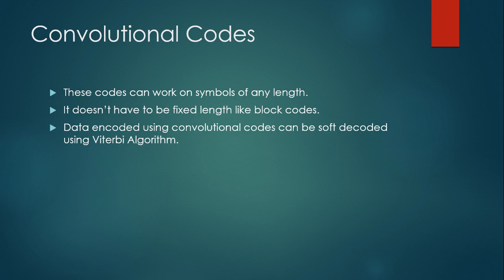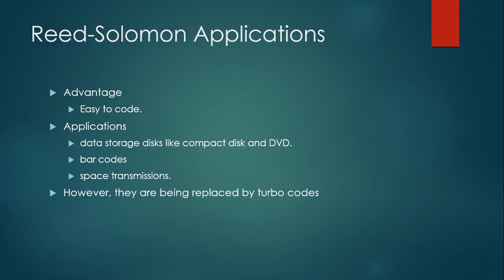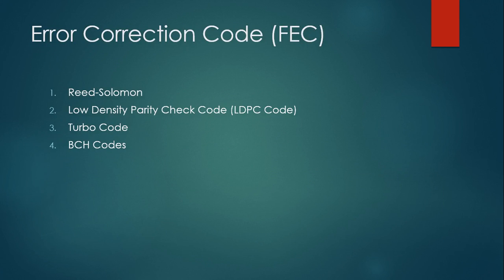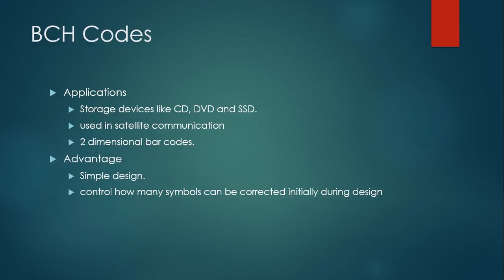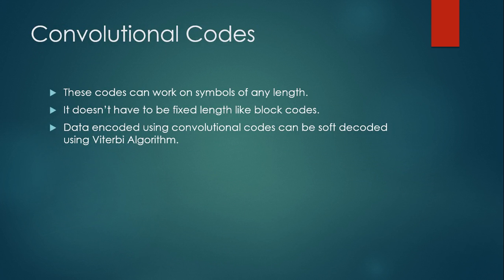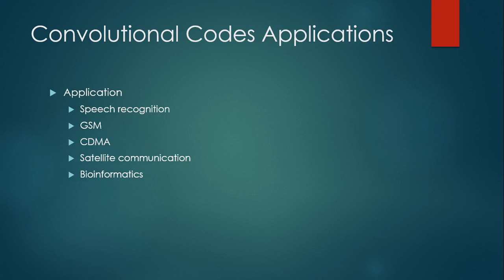Now I'll discuss convolutional codes. These codes can work on symbols of any length, and it doesn't have to be a fixed length like the block codes which I have discussed earlier. So these are the block codes, and this is different: convolutional codes. Data encoded using convolutional codes can be soft decoded using the Viterbi algorithm, and this is a dynamic programming algorithm. And convolutional codes have many applications, for example, in speech recognition, GSM, CDMA, satellite communication, and also in bioinformatics.